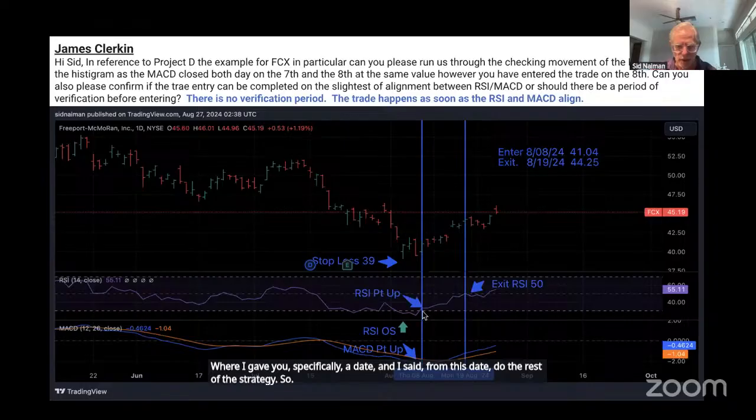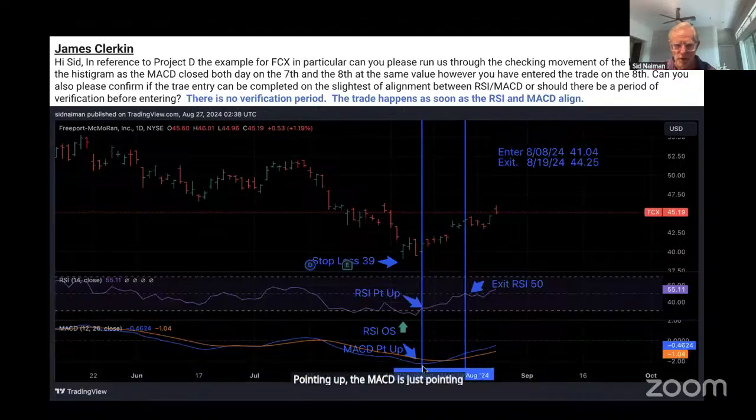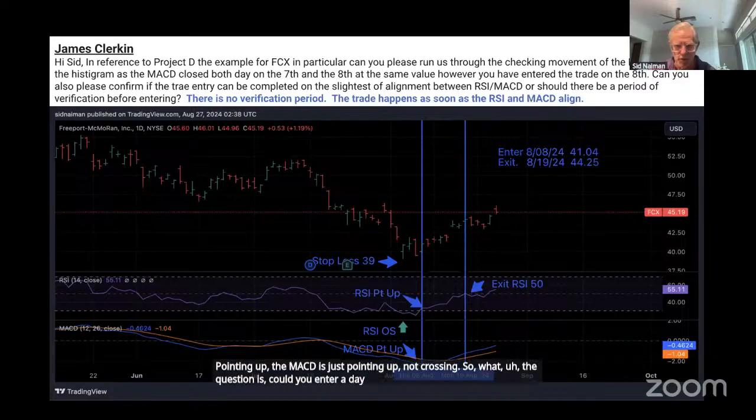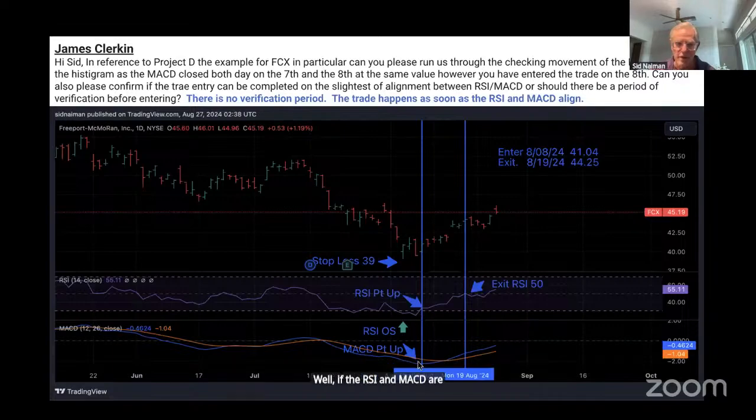So that date I gave you has an RSI and MACD. In this case, RSI is pointing up. The MACD is just pointing up, not crossing. So what the question is, could you enter a day earlier? Well, if the RSI and MACD are pointing up, yes, you can, as long as they're aligned.